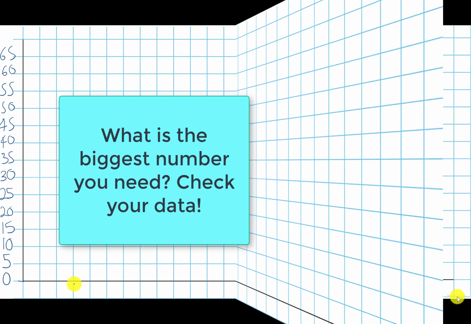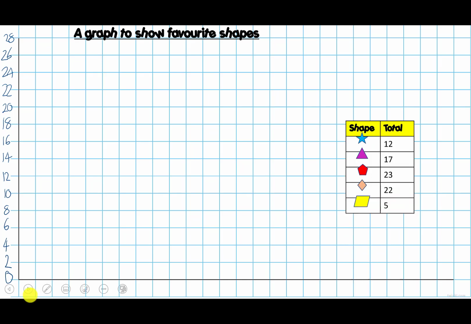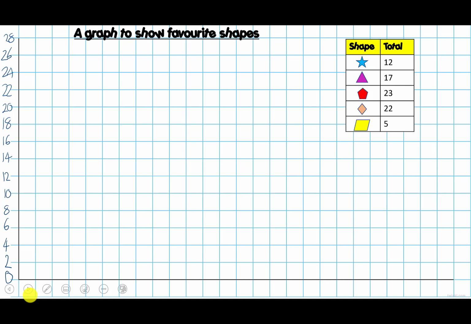Let's look at an example of a graph that is going to show favourite shapes. So here I've got the results of my survey. So I've asked everyone what their favourite shape is and I've put it into a tally chart, but I put the total in. So it's a frequency chart. Now I know that my largest number is 23. So I've made sure that I can fit 23 in. I've gone up in 2s. That takes me up to 28. So there's plenty of space to fit my highest data in.